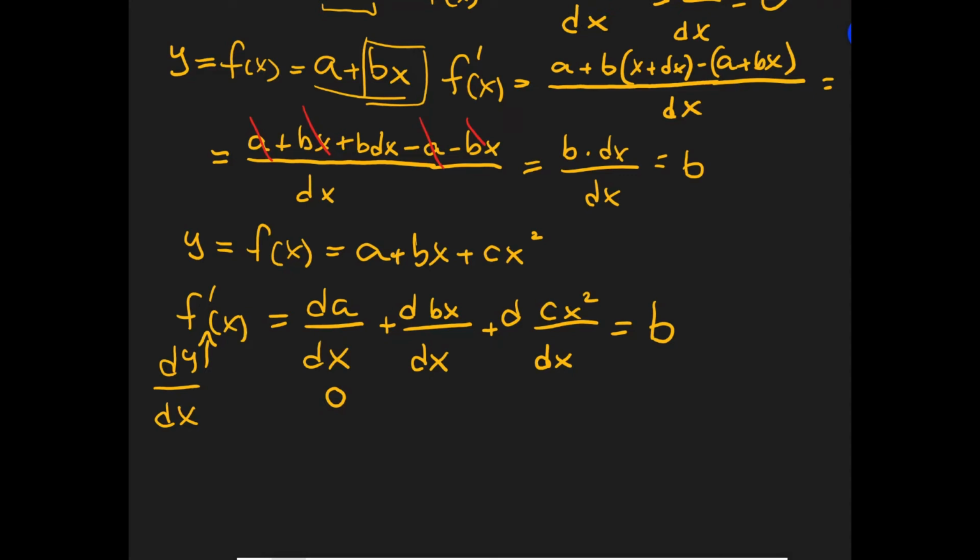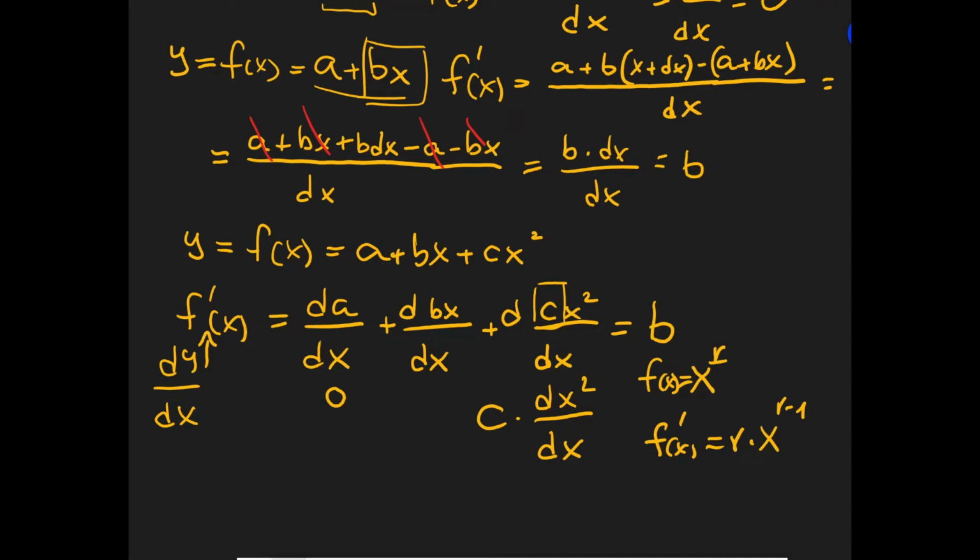And for this one, we are going to use a rule. First of all, this can be written as c times dx squared over dx. Why? Because if you multiply a function by a constant, then it will remain there as a multiplier even if you take the first derivative. The second thing is that whenever you have a function like x to the power of r, then the first derivative will be r times x to the power of r minus 1. So you take the exponent, you make it into a multiplier, and you reduce the exponent by 1. So what is then the first derivative of x squared over dx?